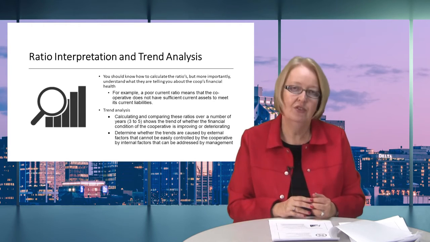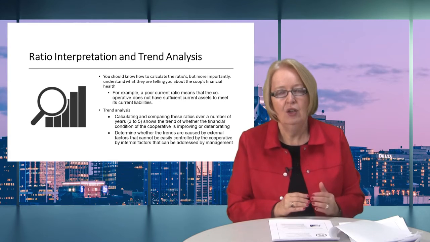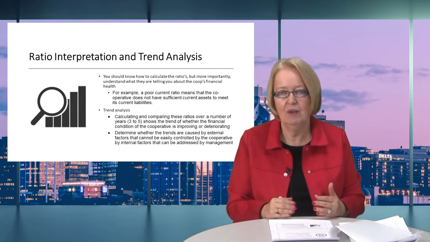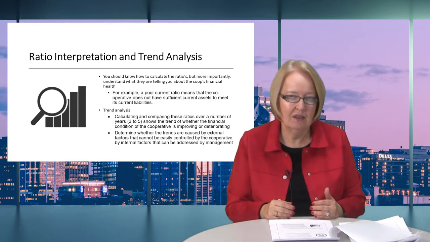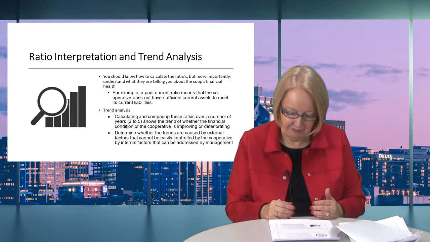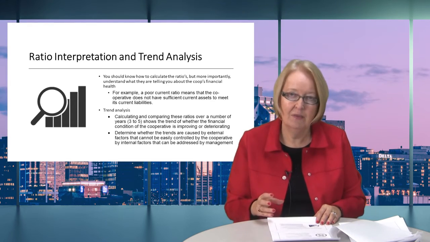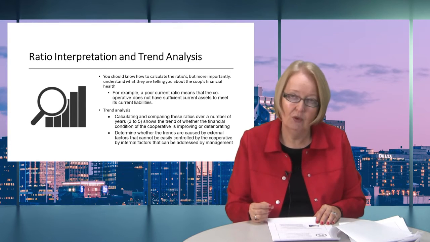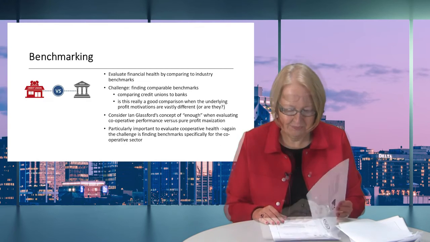So it's important to look at the trends. When I say trends, you're looking at your co-op's performance over the previous, say, 3 to 5 years, and the idea here is to get a sense of whether or not the co-op is improving year over year, or is the co-op's performance deteriorating. And you need to determine whether these trends are caused by something that's external to the co-op or something that can be controlled internally by making different management decisions.